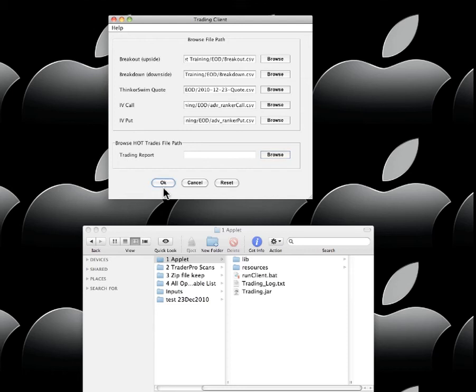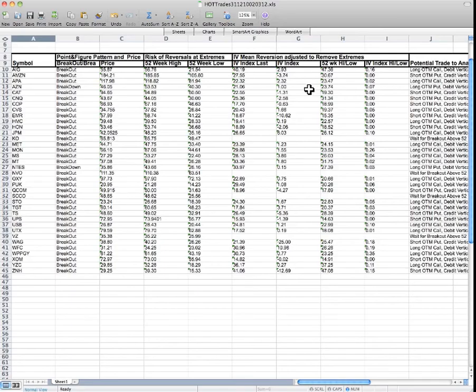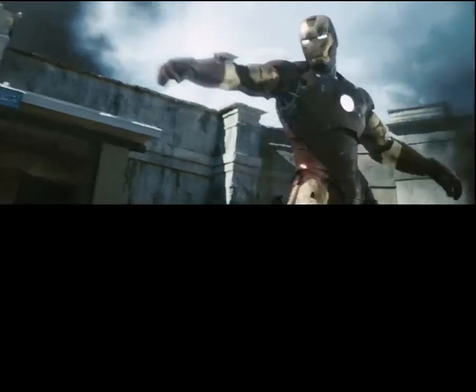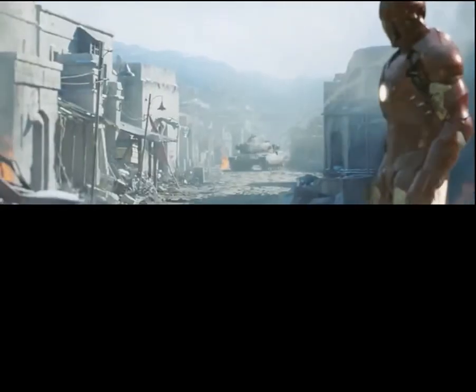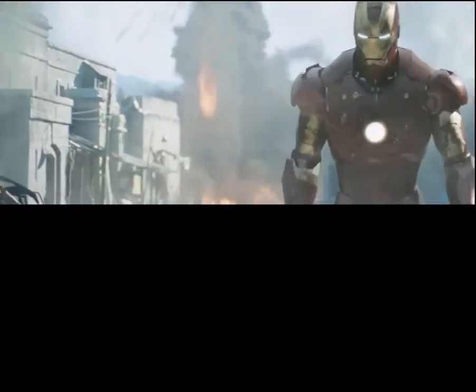To give you a sense of how quick it takes to generate the report, I've already preloaded the applet with the 5 CSV input files. Click OK. And the trading report is created. With the trading report, systematically target trades to fire once, no adjustments.